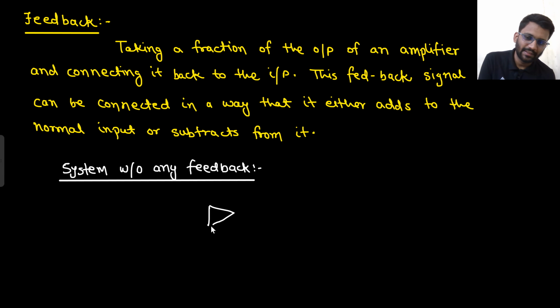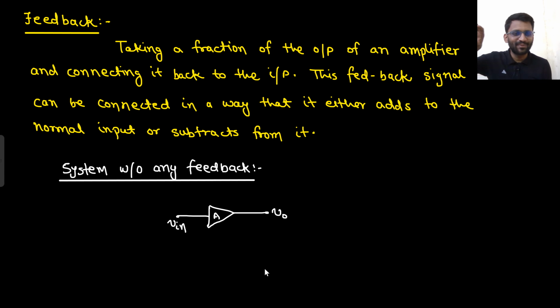So this is a very simple system that you are having, with a gain A. This is a system of a lot of online institutes, that there will be only some input and there will be some output. There is no feedback. Just a joke. So basically there is input and there is output. There is no feedback. So this is a system without feedback.